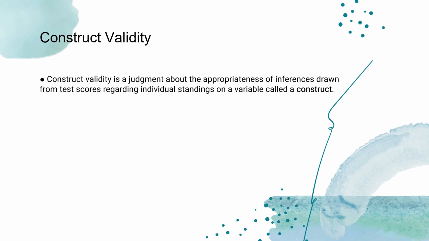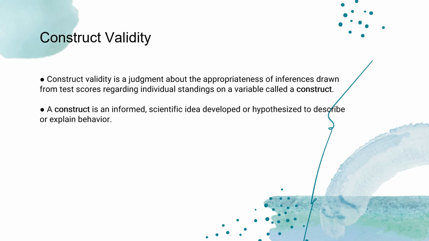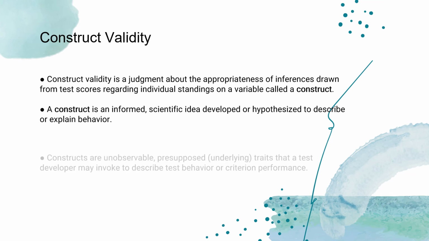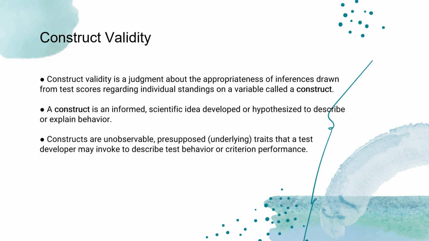So, another measure that can be used to validate a test is construct validity. Construct validity is a judgment about the appropriateness of inferences drawn from test scores regarding individual standings on a variable called a construct. A construct is an informed, scientific idea developed or hypothesized to describe or explain behavior. Constructs are unobservable, presupposed traits that a test developer may invoke to describe test behavior or criterion performance.